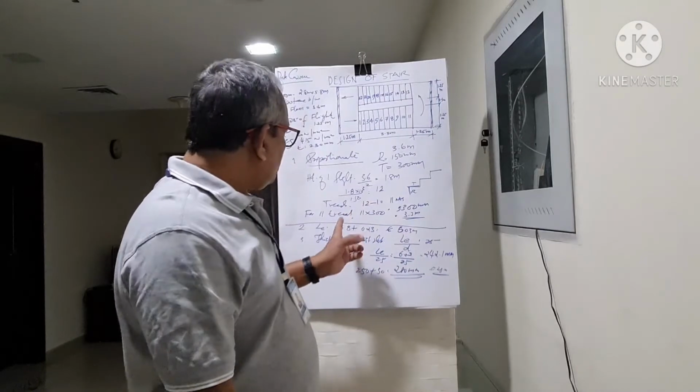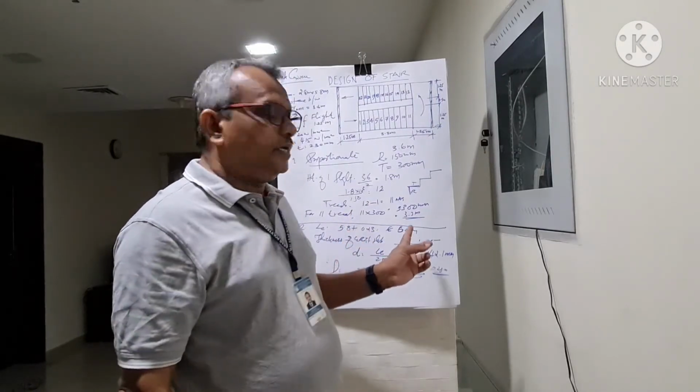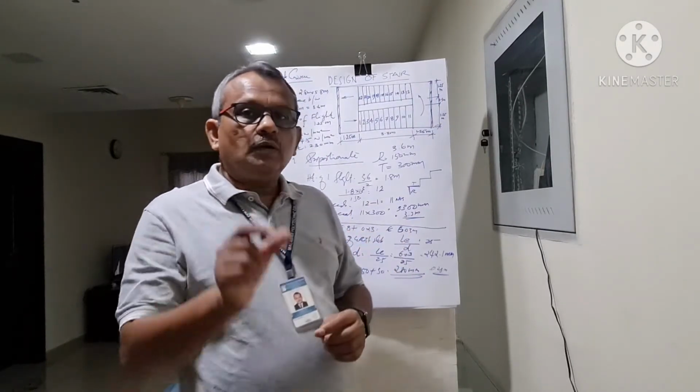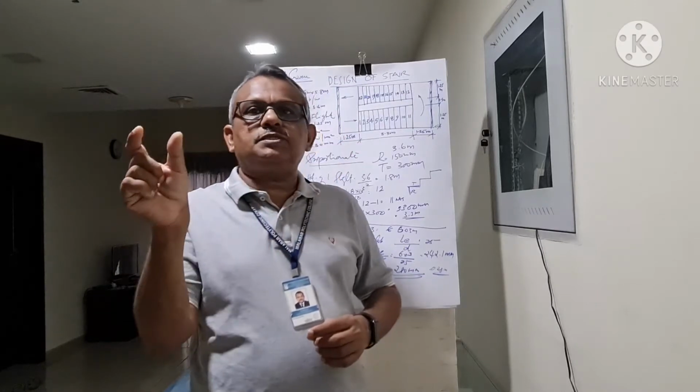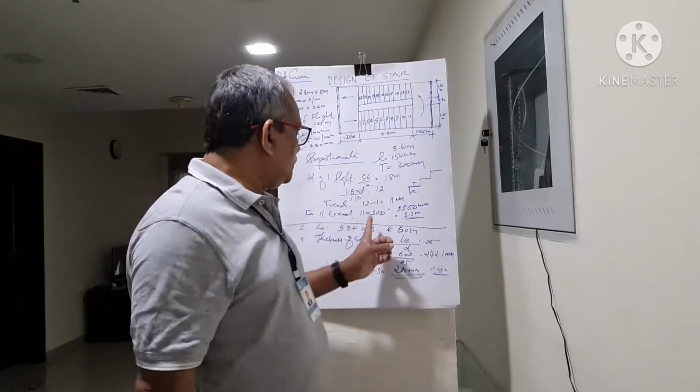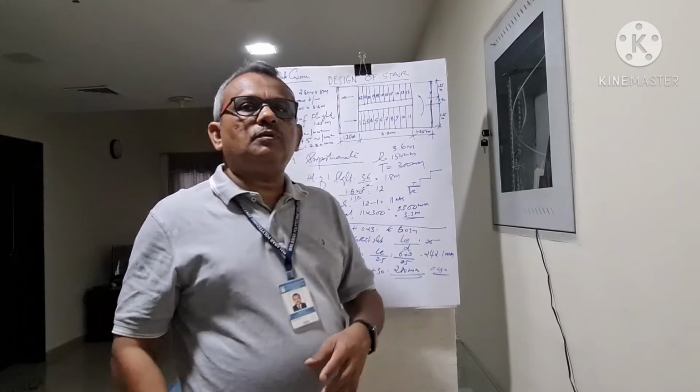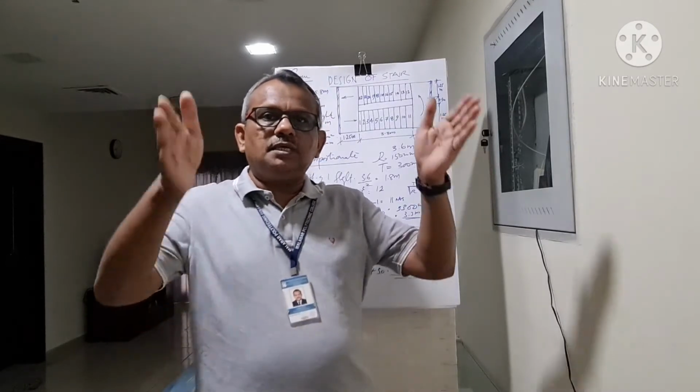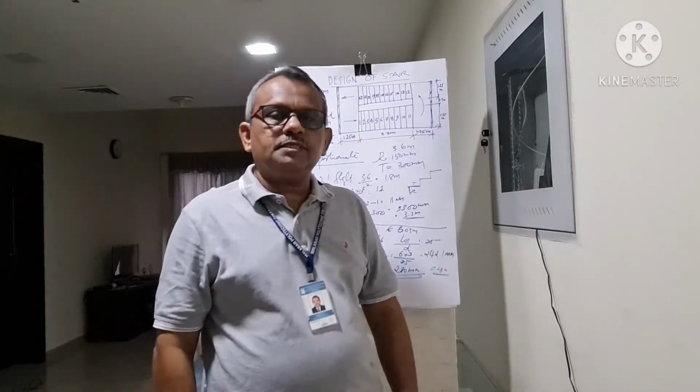Therefore, effective span LE will be equal to 5.8 plus 0.23. One wall thickness, half wall thickness plus half wall thickness means one wall thickness, 0.23, equal to 6.03 meters. That is the effective span, right?